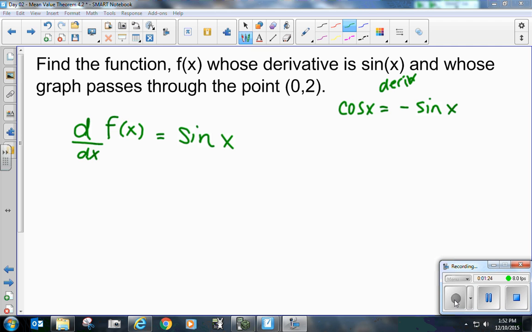So if I take the derivative of cosine, that's negative sine, right? It's negative sine. But I want sine to be positive. So how about I take the derivative of negative cosine, and that will make it positive.